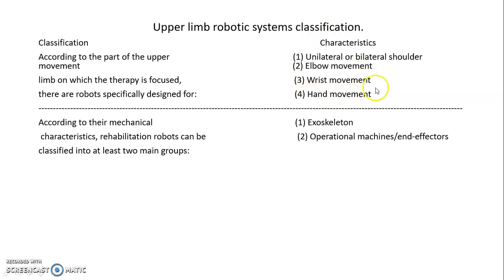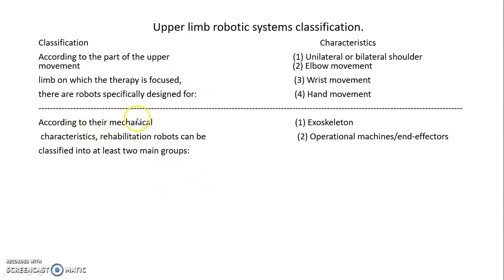Some machines will have all of this: unilateral or bilateral shoulder movement, elbow movement, and wrist movement, so all the upper limb movements are possible. They can also be classified according to their mechanical characteristics, or functionally, how they work as a machine.